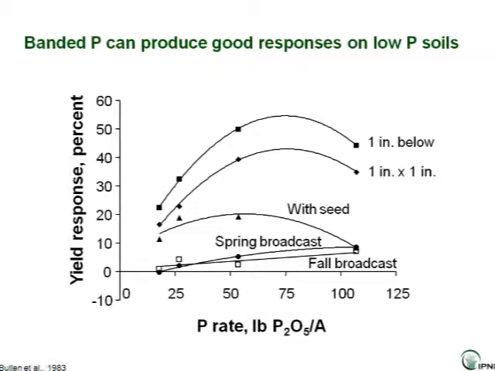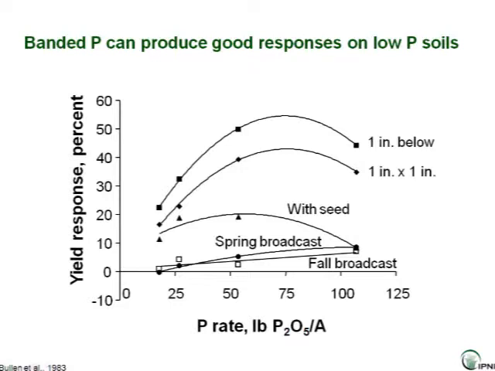But this was a calcareous soil in Canada. And I want you to look at this: yield response in percent. So percent yield response is what we're looking at, and we're looking at different rates of phosphorus across this axis. You can see that you got about a maximum response across all these things somewhere between 50 and 75 pounds of phosphate per acre. This was a very low testing soil, by the way.